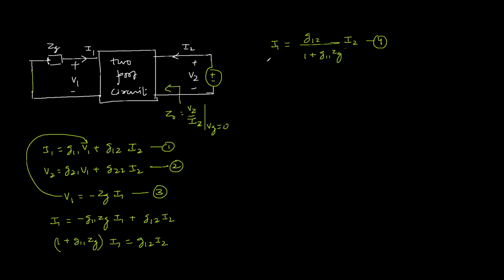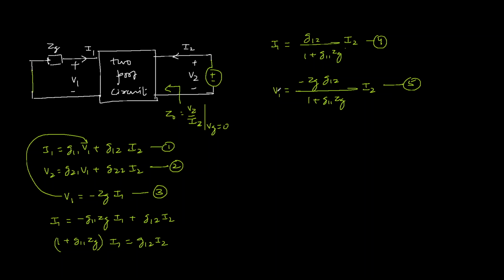Let us write V1 in terms of I2 by replacing I1 from equation 4 into equation 3. So this becomes minus ZG into G12 over 1 plus G11 ZG into I2. So this is equation 5.